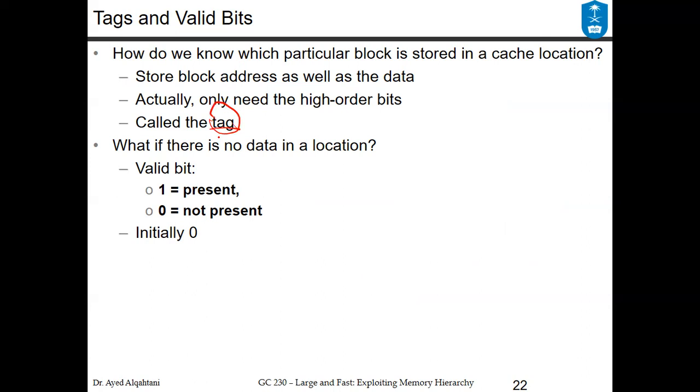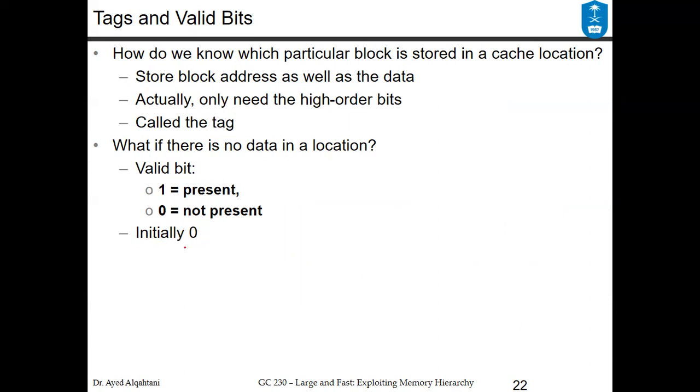The other piece of information is the valid bit. And we use the valid bit to answer this question: what if there is no data in the location? If there is no data, we will make the valid bit 0. If there is data, we make the valid bit equal to 1, which means that the data is present. If it's not, then it is not present. And initially, when you just power on the device, all the valid bits in the cache are equal to 0, which means that there is nothing in the cache and it's empty.